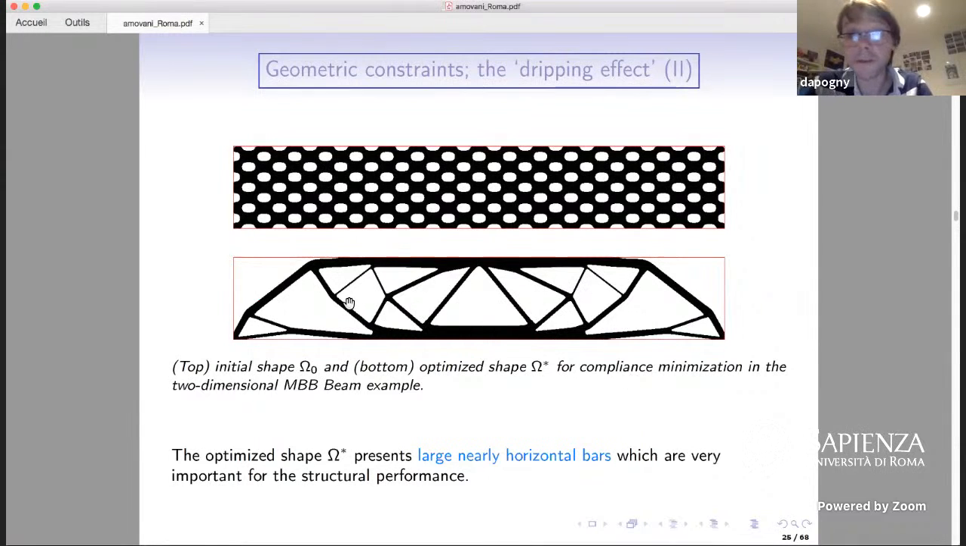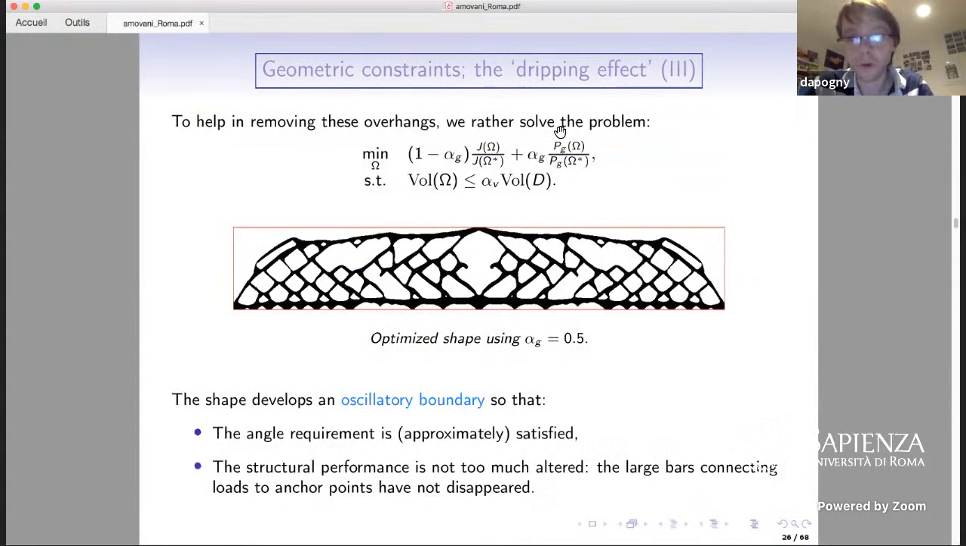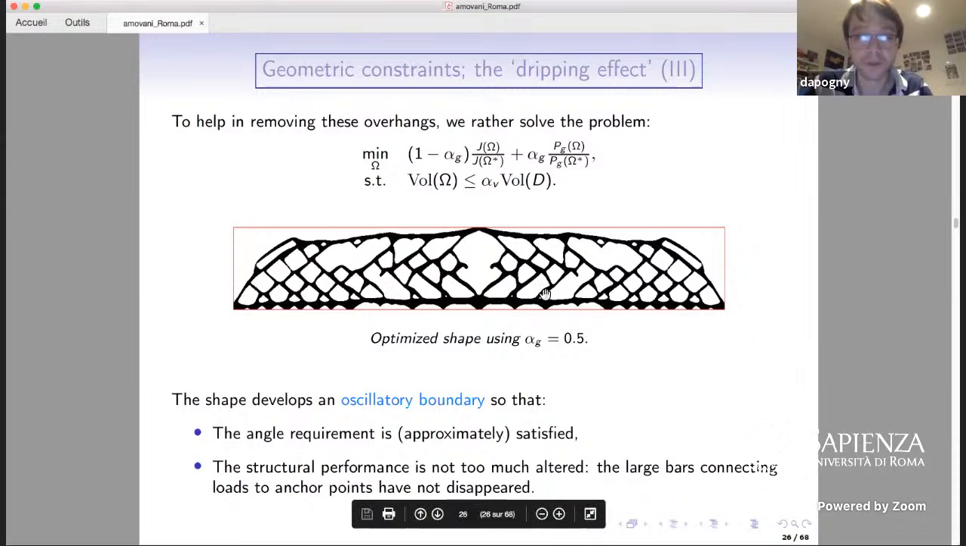We can see that, as expected, there are large overhangs in the upper part of the shape, notably. These are the regions that are here, but we would like to prevent them by adding some additive manufacturing constraints. So let's now try to add in some way or another the geometric constraint that I have presented just before. And this produces the shape that is given here. This is obviously not what we would like to see as a means to prevent overhang features. And actually, the shape develops an oscillatory boundary.